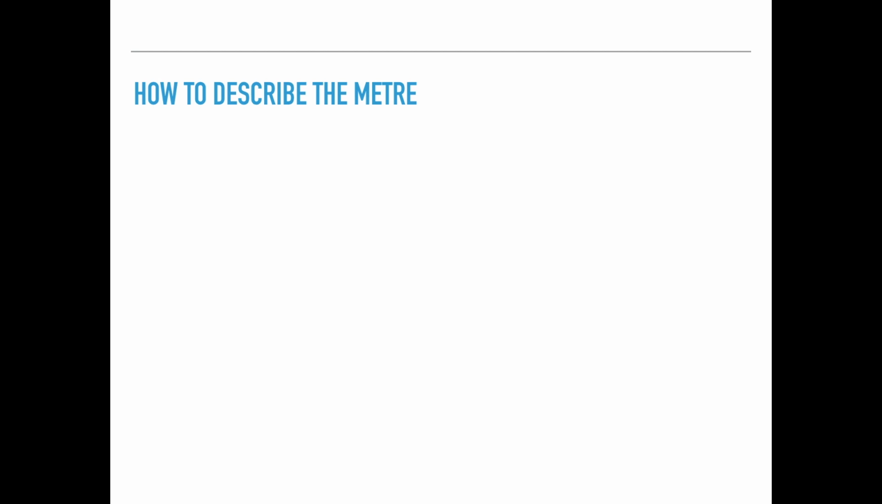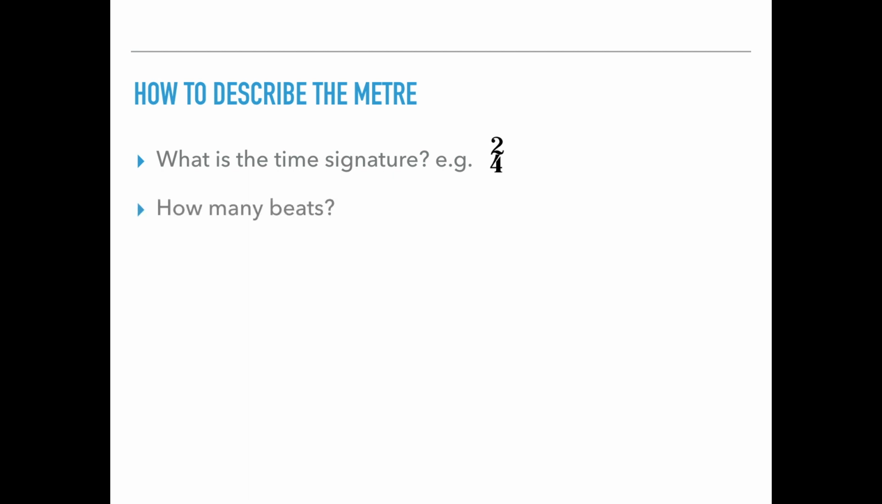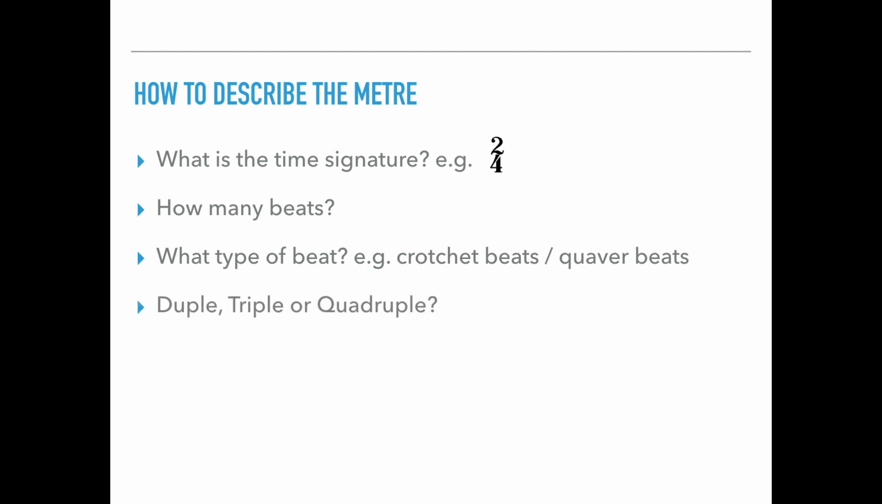Okay, so how do we describe meter? Well, first of all, what is the time signature is the main question. If you're asked to describe meter, you're going to have to describe the time signature, for example, 2/4. So you'd say how many beats there are. So there's 2 beats, and what type of beat. So in this case, it's 2 crotchet beats. And then you can talk about whether it's duple, triple, or quadruple time.